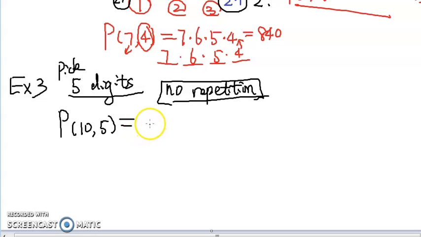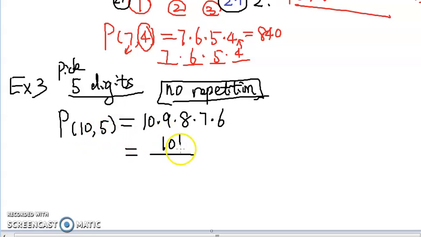And when we work this out, you could do either way, say 10 times 9 times 8, all the way, remember the last digit is 10 minus 5 plus 1, so that we should stop at 6. Or if you want to use the other formula, the top is 10 factorial, the bottom is 10 minus 5 factorial. So either way, you should get the same answer.